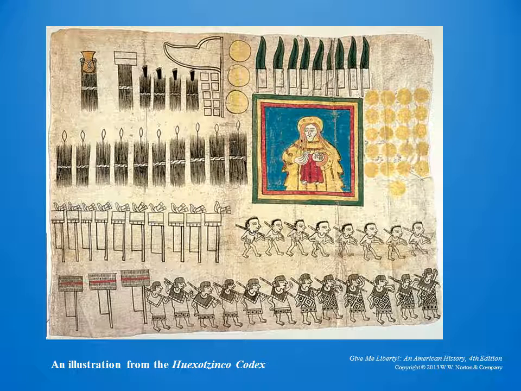This is an illustration from the Codex of 1531. I'm not going to attempt to pronounce that correctly, guys. It provided products and services such as taxes to Spanish conquerors. The banner of the Virgin Mary and baby Jesus reflects the early spread of Christianity.